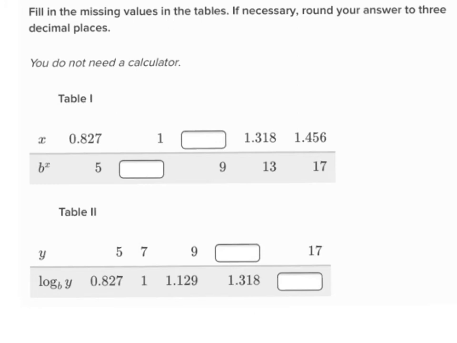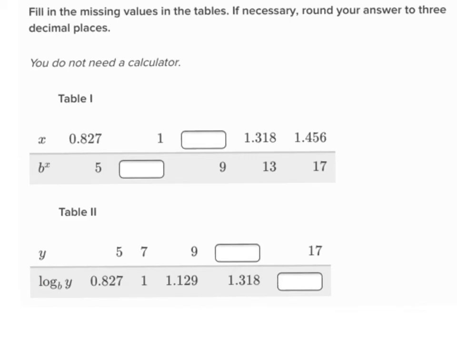All right, so on this, we have two different tables. Table 1 right here and table 2 right here. And what they're trying to get you to understand is b to the x power is the inverse of log base b to the y power. This is the inverse of this.